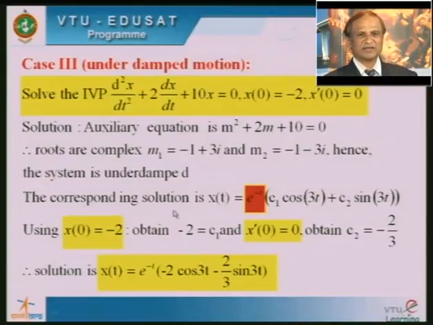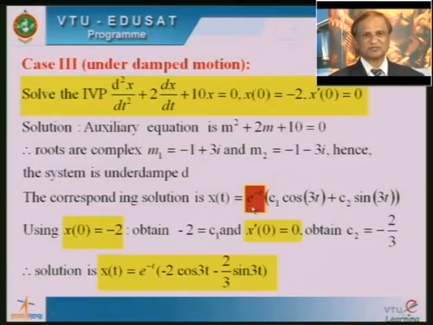So, the solution can be written in the form of e to the power minus t. Why is it minus t? Because the roots are complex, which can be written as alpha plus i beta, alpha minus i beta. The value of alpha is minus 1. That is why, according to the superposition principle, we can write e to the power minus 1 into t, that is, e to the power minus t into C1 cos beta t plus C2 sine beta t, where the value of beta is 3.